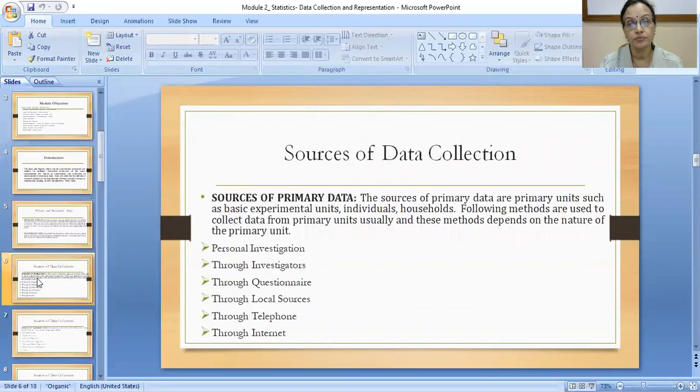Now, sources of primary data. The sources of primary data are primary units, such as basic experimental units, individuals, households. So the following methods are used to collect data from primary units usually, and these methods depend on the nature of the primary unit. Through personal investigation, through questionnaire, through local sources, through telephone, through internet, the primary data can be collected.